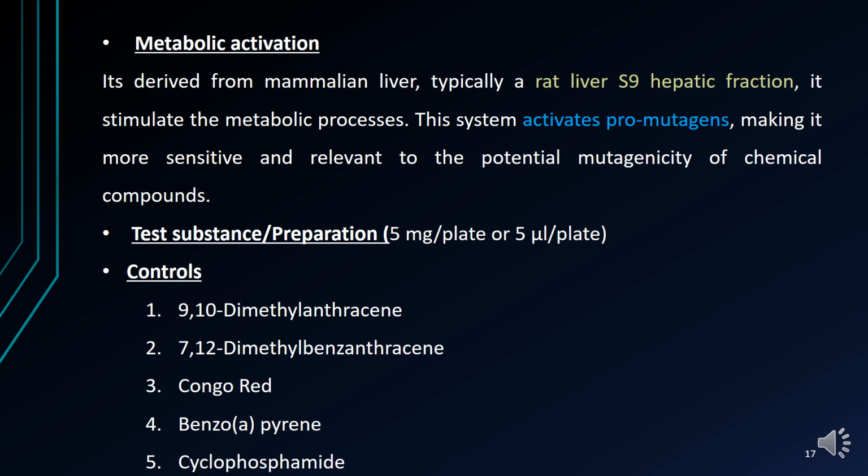Next is the test substance preparation. The requirement is that the concentration should be 5 milligram per plate or 5 microliter per plate of the test substance. Then some control substances are selected as a baseline comparison, for example 9,10-dimethylanthracene, 7,12-dimethylbenz[a]anthracene, congo red, benzopyrene and cyclophosphamide.